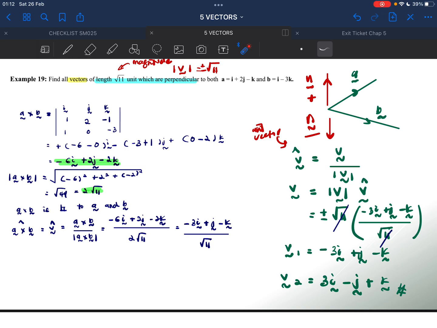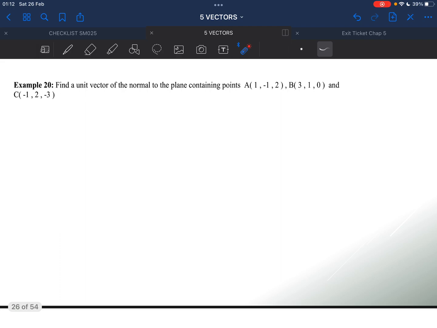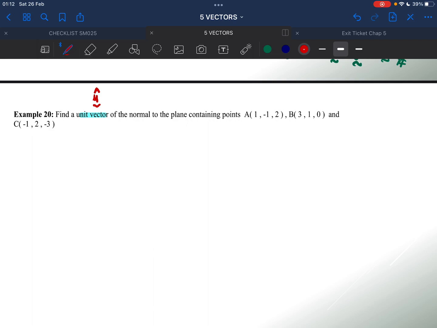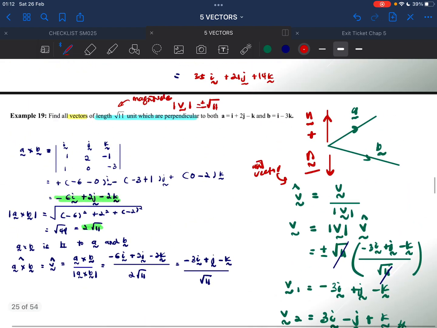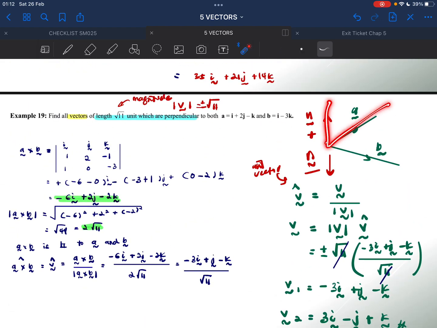Alright, let's see one more question, example 20, which asks us to find a unit vector. You know that your unit vector is U hat, or V hat, or whatever you want, but the question says of the normal to the plane. Normal is the same thing as perpendicular. As you see from this one here, this is your normal, which is perpendicular to the two vectors. If we cross these two vectors, this is your normal.